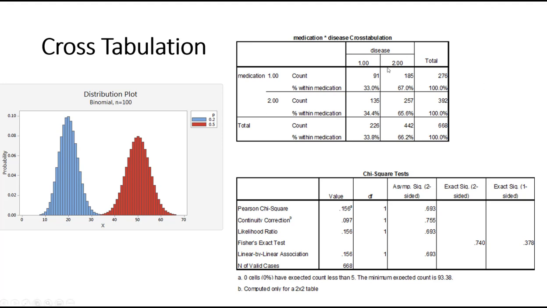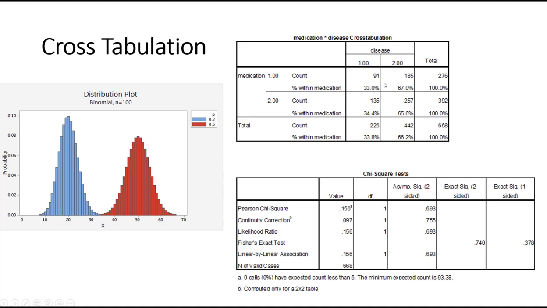You can see that there are two factors that we use to evaluate phenomena. We have disease, there's disease 1 and disease 2, and there's medication 1 and 2. We're interested in seeing how many people or subjects in our sample belong to each one of these subgroups. We have four that have been created by this procedure. First is those people who have disease 1 and who are on medication 1. There are 91 sample members who are in that group.